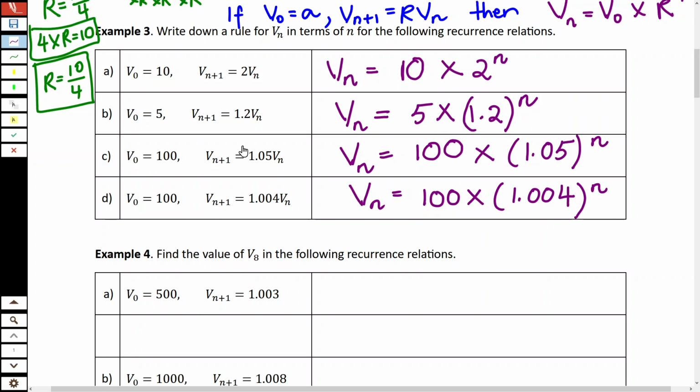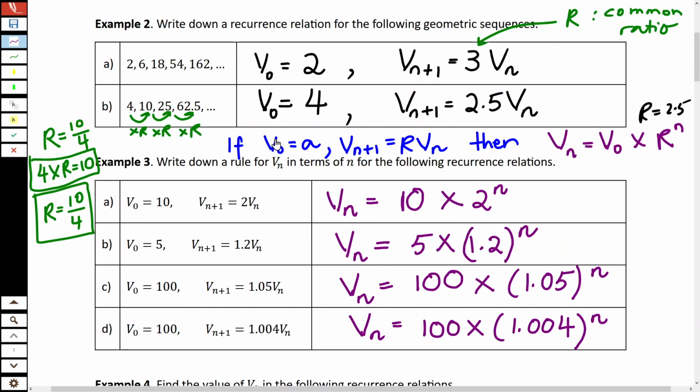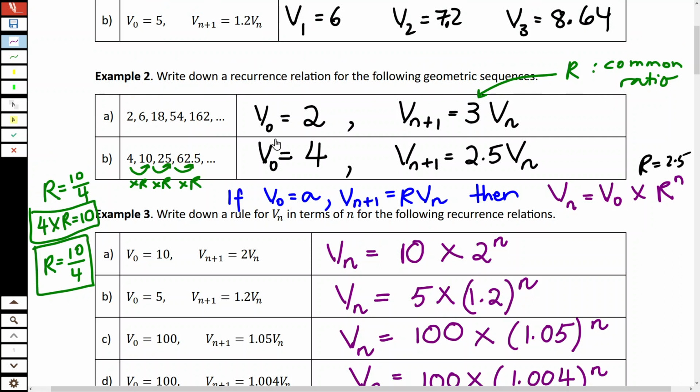I'm a little confused with Example 2. Yeah, okay. I'm confused with that more than the others. Okay, let's go back to example 2 then.